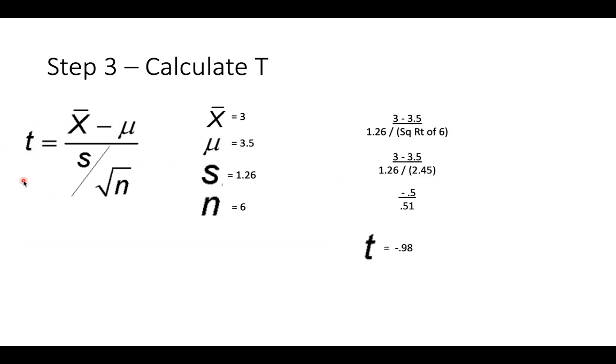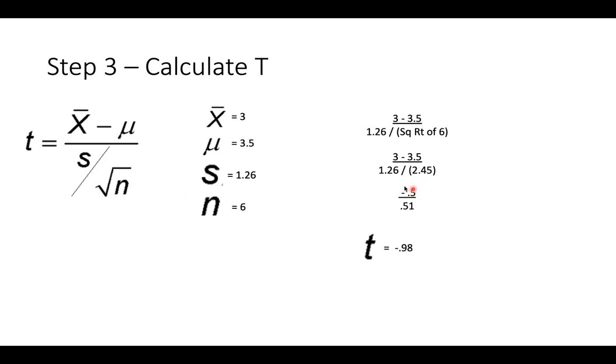We plug and chug. We put the 3 over here in x bar minus our population mean of 3.5, divided by our sample standard deviation 1.26, which is divided by the square root of n, which is 6. The square root of 6 is 2.45. 1.26 divided by 2.45 is 0.51. 3 minus 3.5 is negative 0.5.